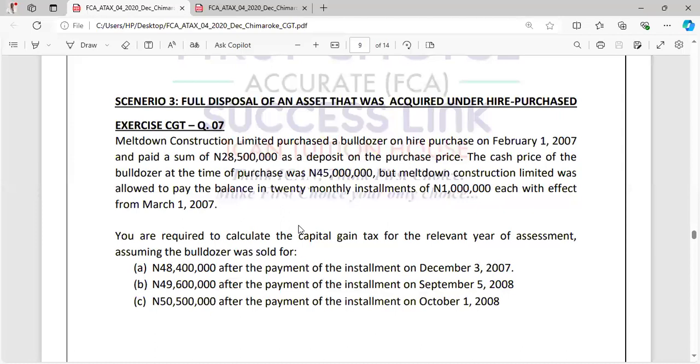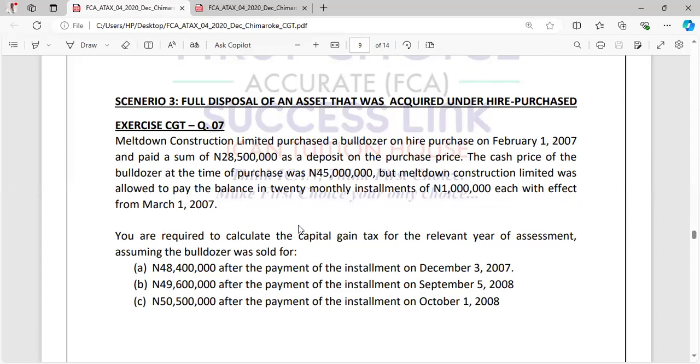But look at it now. Capital payment is being made, interest payment is being made, but we're looking for capital gains when you sold the asset. So it means interest payment should be removed from whatever you were paying.